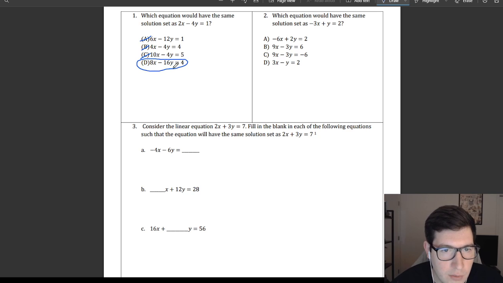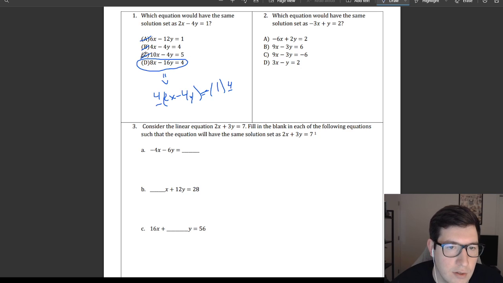And again, the reason we know that is because this is really 4 times 2x minus 4y equal to 1 times 4. Remember, we really just have said, hey, we're going to take a constant, in this case 4, and multiply it to both sides. And that's how we know this solution set is going to be the same, because these are in fact the same exact line.